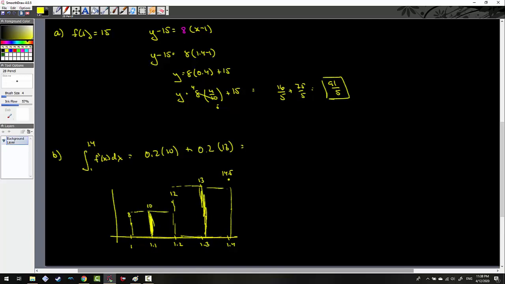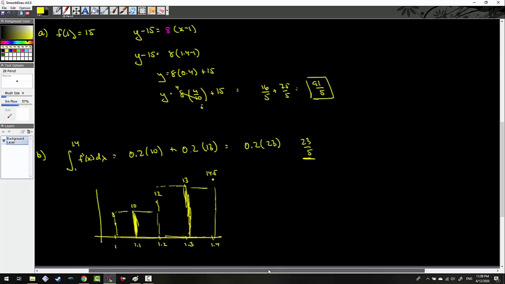Now I'll go and simplify it. That's going to be 0.2 times 23, which is going to be 23 over 5. So that is the approximation of this Riemann sum right here. So how do I use this information? Well, remember, they're asking me to now figure out the value of f of 1.4 using this estimation, this 23 over 5. So how do I do that?